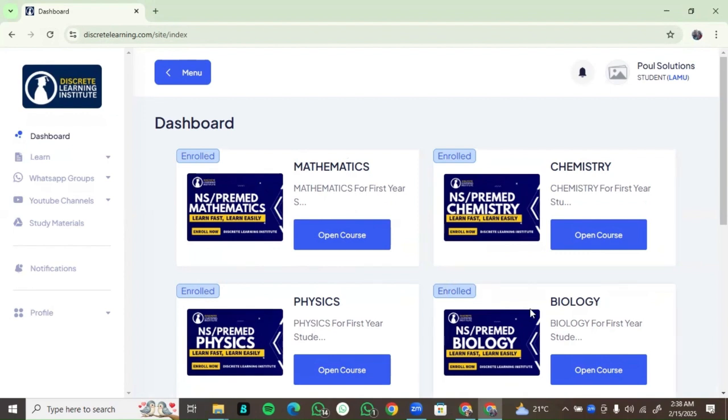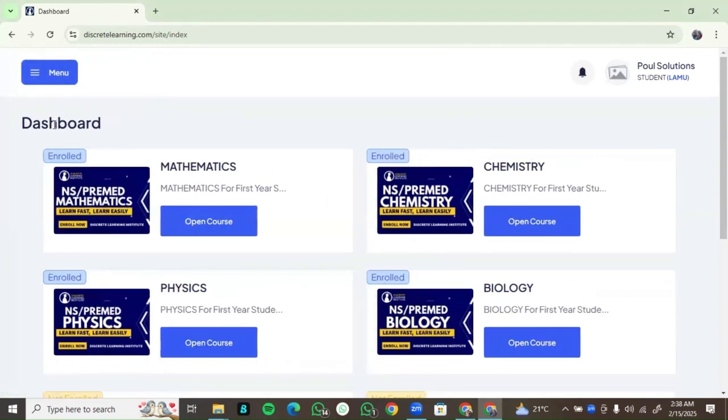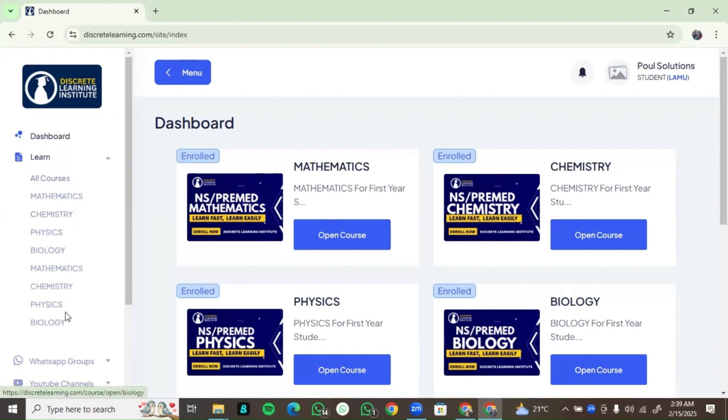enrolled in what? Biology. Okay, so before I show you the contents of these courses, allow me to talk about what you can see on the side notification panel. When you click on menu there, the panel disappears, and when you click it back, it appears. On this panel, we have learn. When you click on learn, you are going to find only the courses that you are registered for.